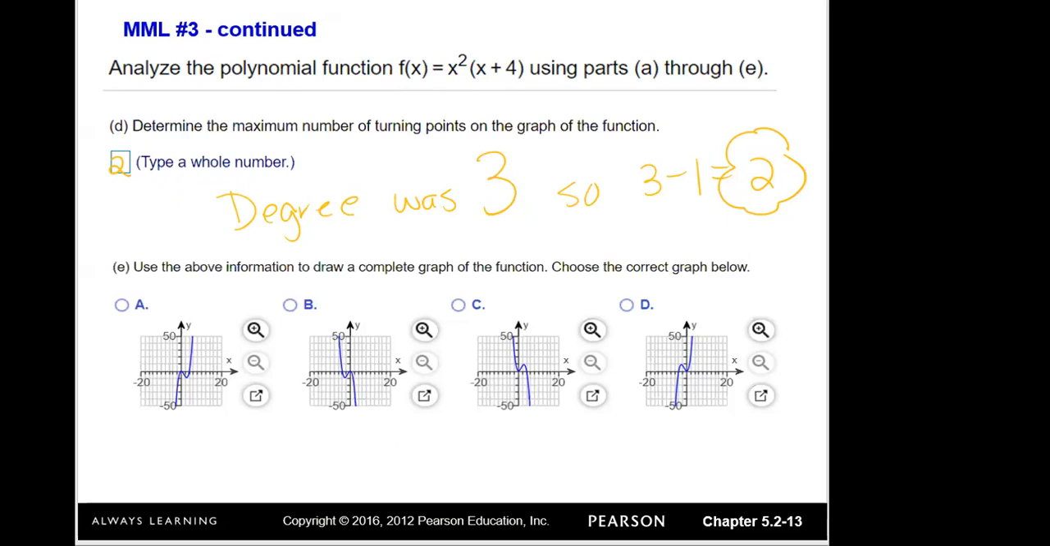This graph, when I multiplied it out, was a positive x cubed. So that means one end is up and the other end is down. But since it's a positive x cubed, it starts pointing down and ends pointing up in the positive direction, right? So it's got to have that basic shape. That would eliminate B, because this one ends going down, and C, because this one ends going down. We're looking for a graph that ends going up. So it's either A or D.